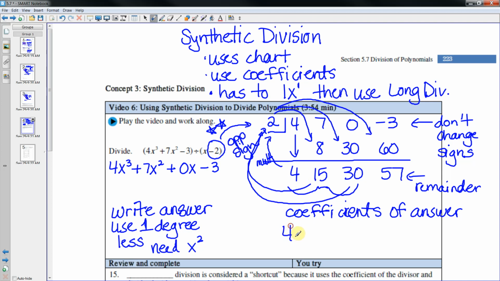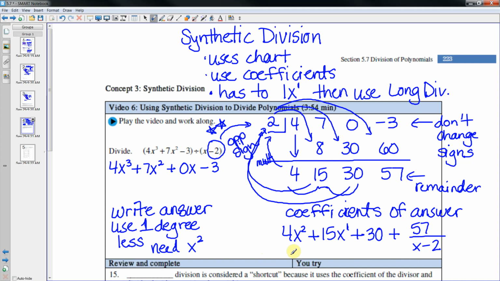So that's going to be 4x squared. Then the next degree would be x to the 1, so plus 15x to the 1. Now I don't have any variable for the 30, and then my remainder, 57, still goes over what I was dividing by, x minus 2. And if you'll look back, we did this exact same problem with long division and got the exact same answer.